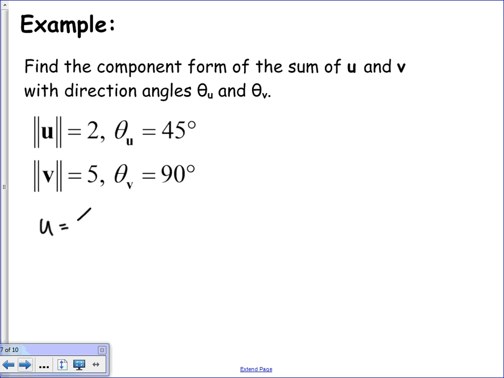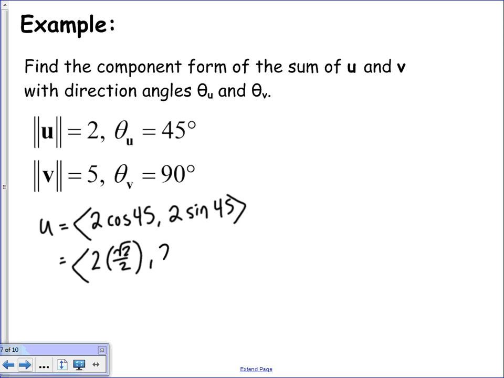u equals 2 times cosine 45, 2 times sine 45. Since that's on my unit circle, I'm going to go ahead and do my work with exact angle values. So I'm going to say 2 times the square root of 2 over 2 and 2 times the square root of 2 over 2. So u is really the vector square root 2 comma square root 2.